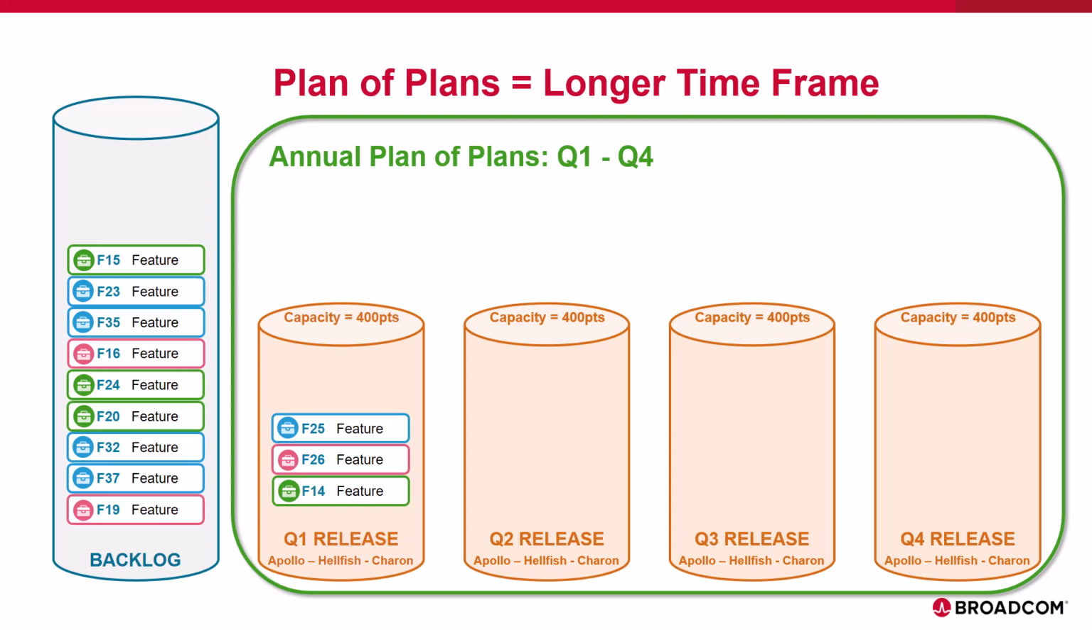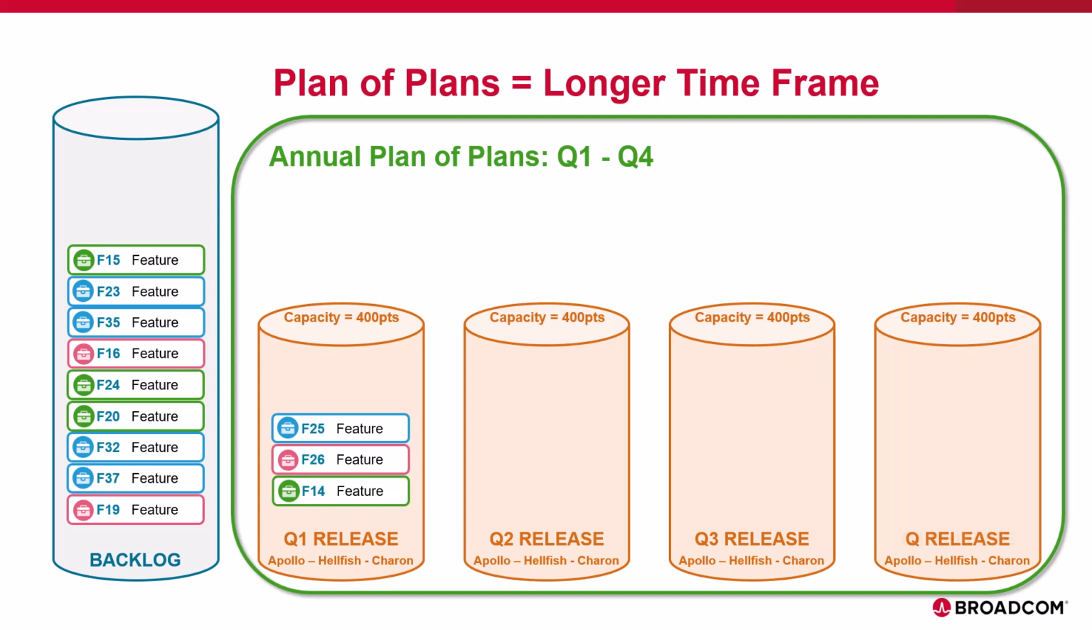But a plan of plans allows the strategic part of the business to come up with bigger funding targets for your products, for your goals and objectives. And just like a release plan is trying to determine the feasibility of that plan, the plan of plans is trying to determine whether these larger initiatives and objectives are achievable within a given time frame.